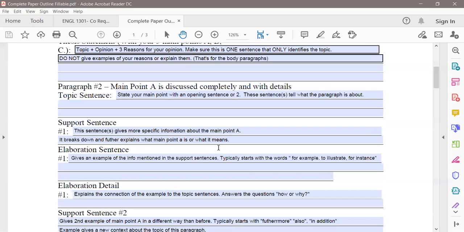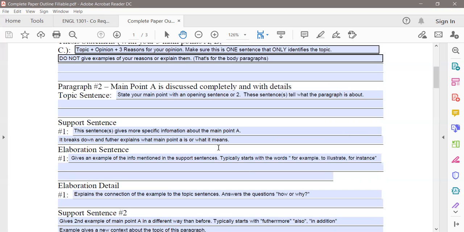Moving on to body paragraph number 2. So body paragraph, or paragraph number 2, will actually start the discussion, and it's going to be your first main point, which I have labeled here as main point A, discuss completely with details. And so your topic sentence, it can be 1 or 2 sentences. You're going to state your main point, and it's going to tell what this specific paragraph is about, okay?